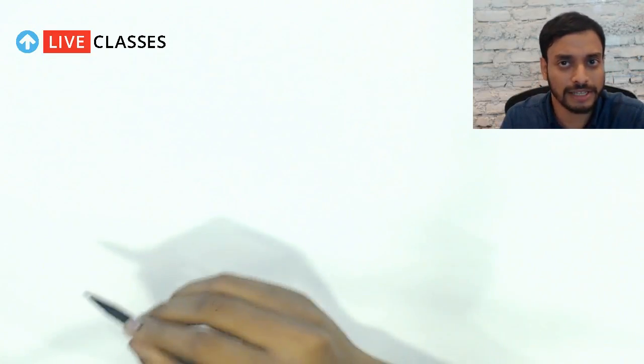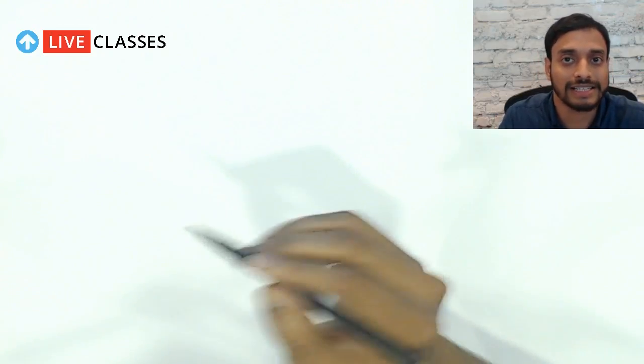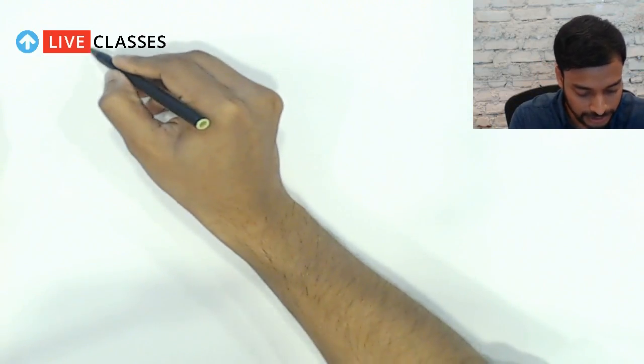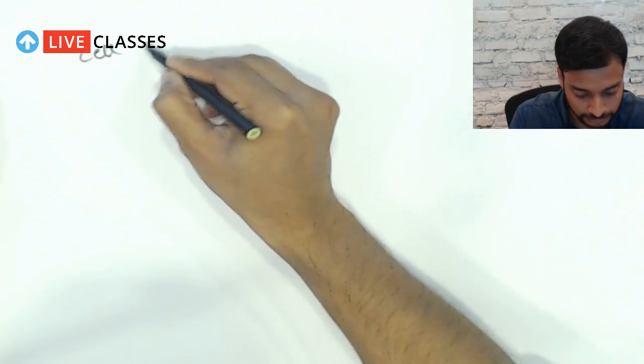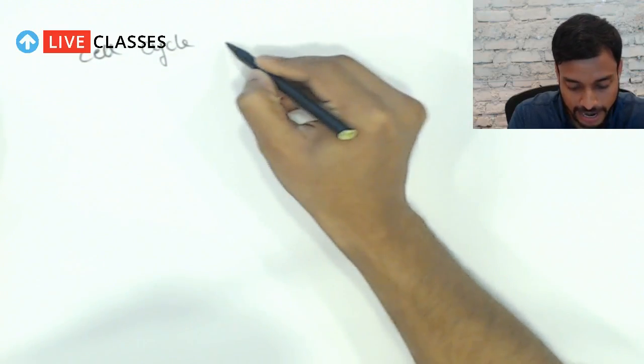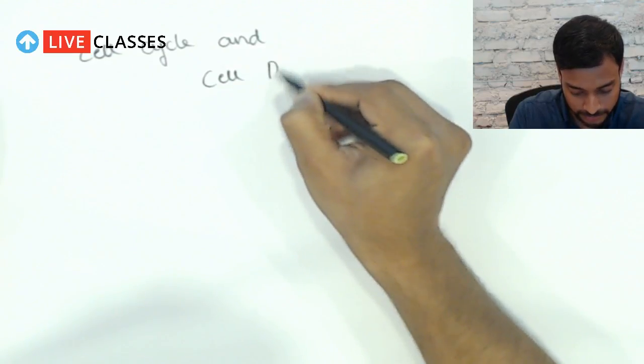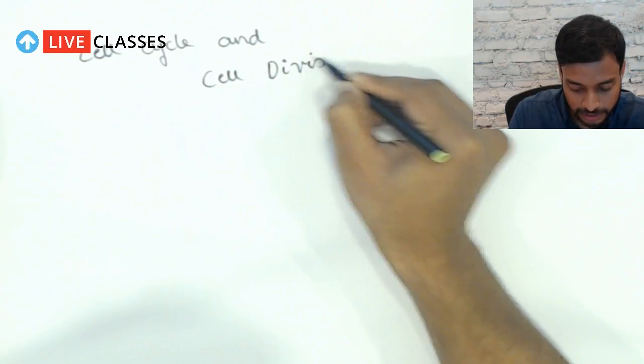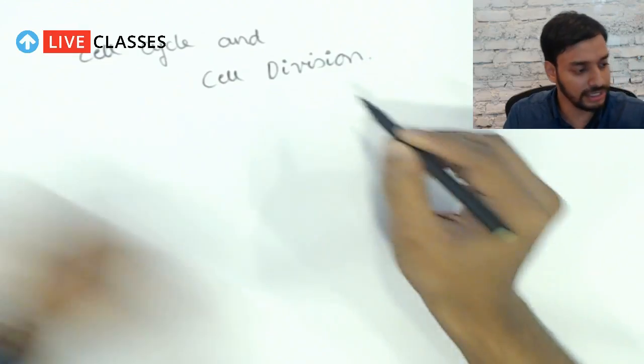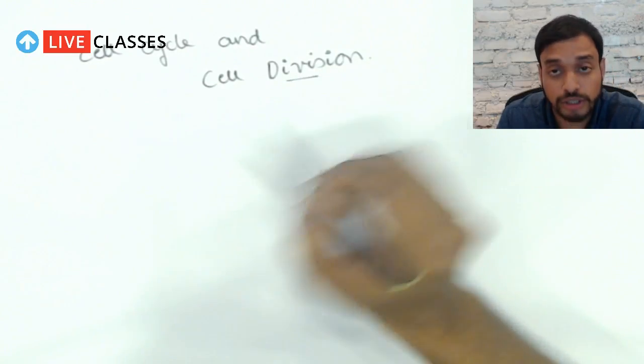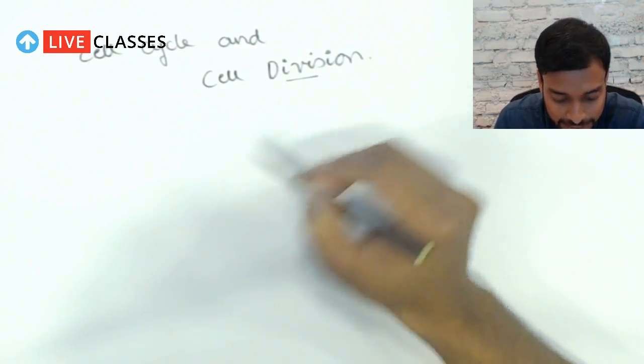And in this session we are going to talk about a very basic, very interesting topic of class 11th biology, which is cell cycle and cell division. Okay, so I'm sure you have heard about this topic, right? Cell cycle and cell division.